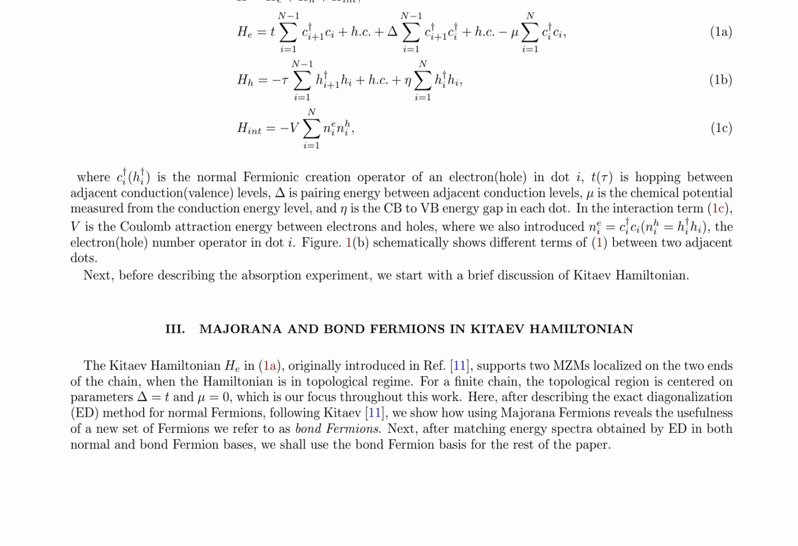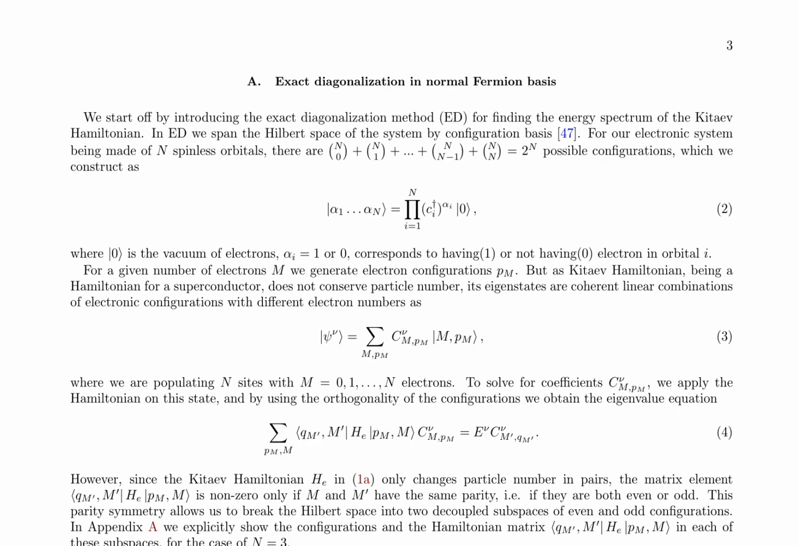By employing exact diagonalisation methods, the authors compare energy spectra in both normal and bond fermion bases. This comparison underscores the utility of the bond fermion basis for further analysis, providing a valuable framework for understanding MZMs in quantum dot systems. The authors introduce the exact diagonalisation method for determining the energy spectrum of the Kitaev Hamiltonian, spanning the system's Hilbert space with a configuration basis.